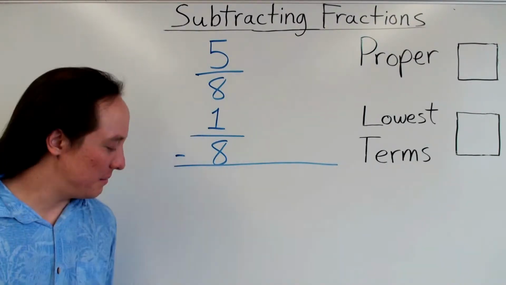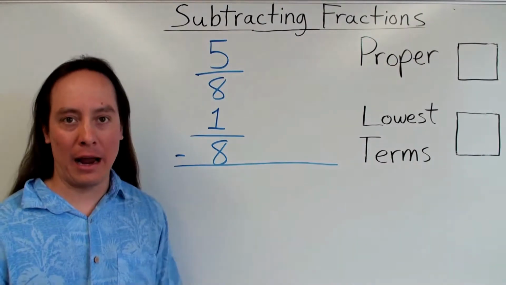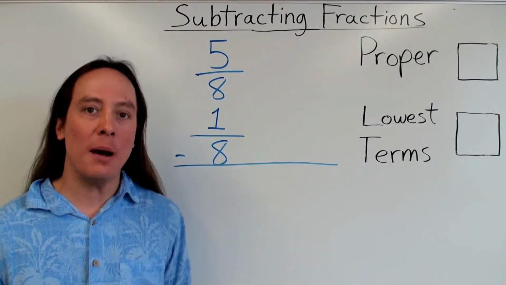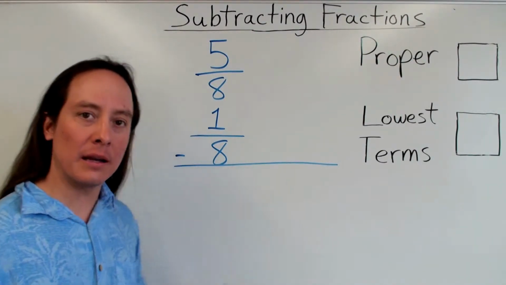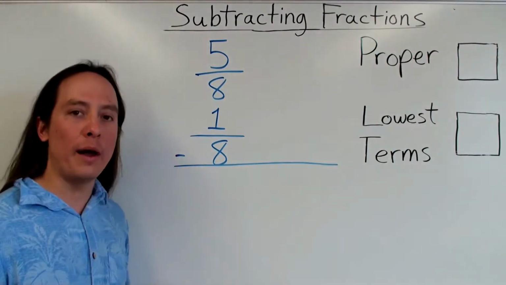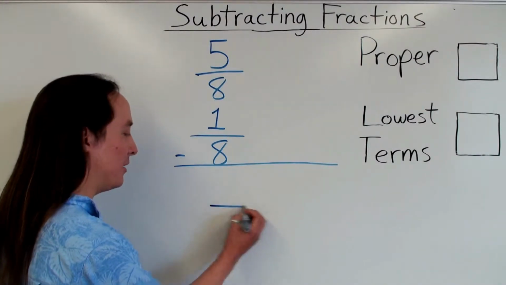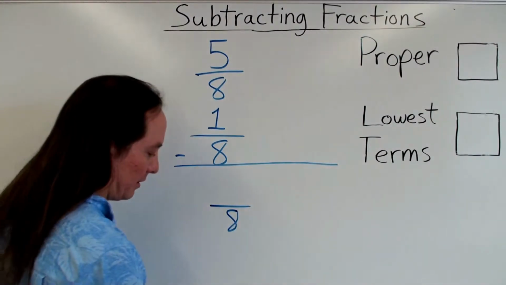Subtracting fractions. Subtracting fractions is pretty much the same as adding fractions. We still need to find common denominators. So we'll go ahead and get started. This first example we have 5/8 minus 1/8. The denominators are the same. That means that's going to be our denominator in the final answer.